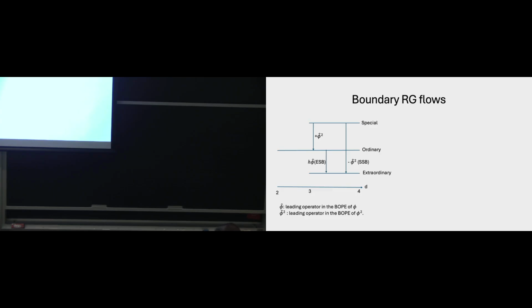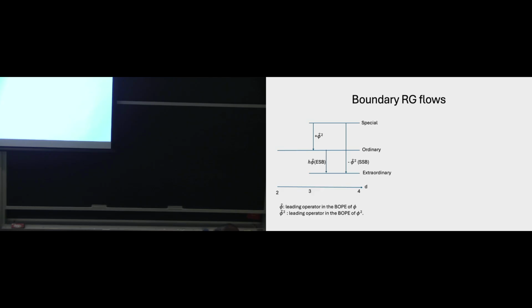So at the special fixed point, we can turn on the phi hat square operator, which is irrelevant. The definition of phi hat is that it's the leading operator in the boundary OPE of phi, so it's not necessarily equal to the boundary value of phi. For example, around 4 dimensions, we impose Dirichlet boundary condition at the ordinary transition. In that case, phi hat means dz phi. And similarly, phi hat square is defined in this way. Of course, the identity should not be included.